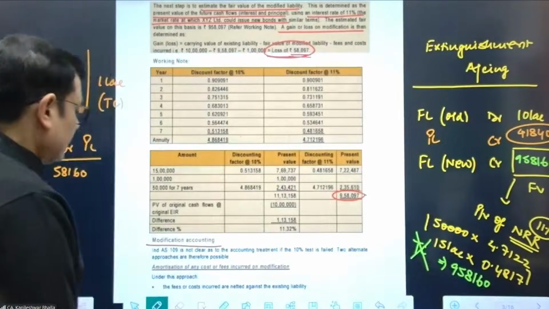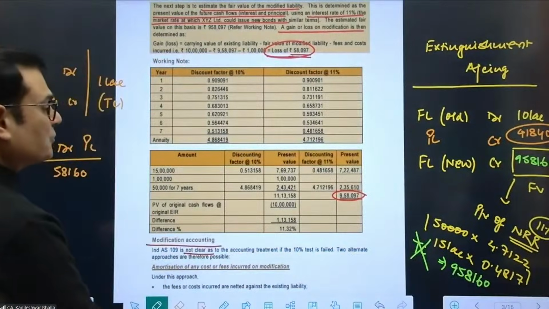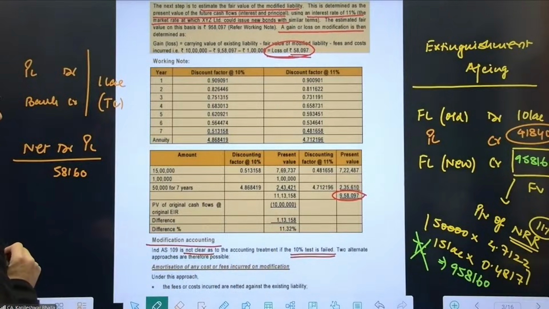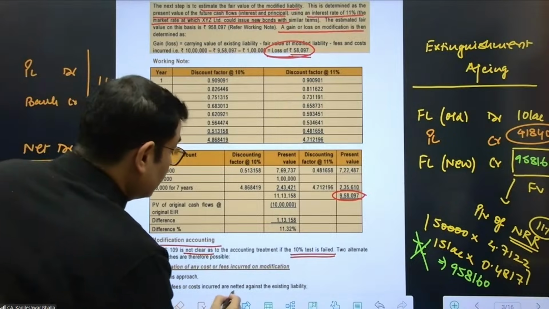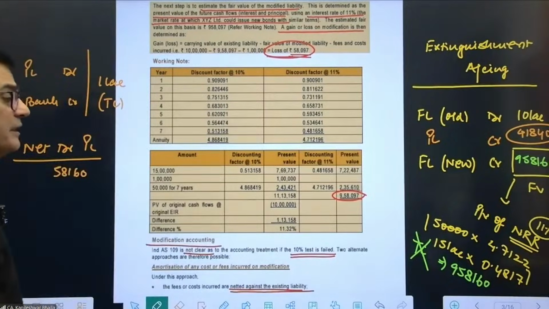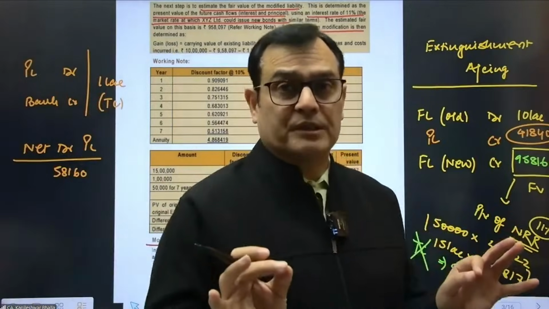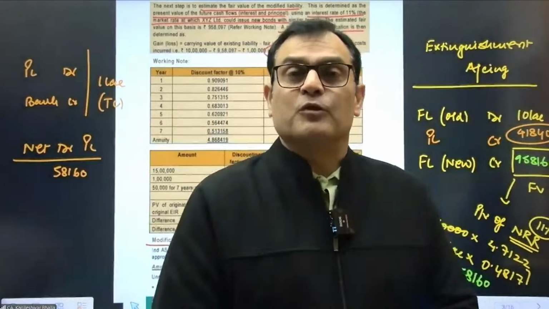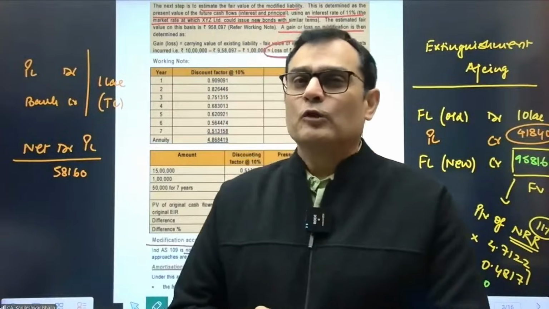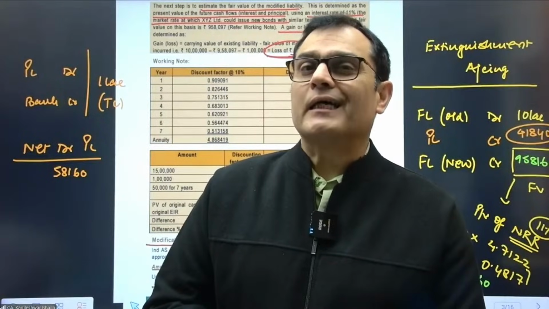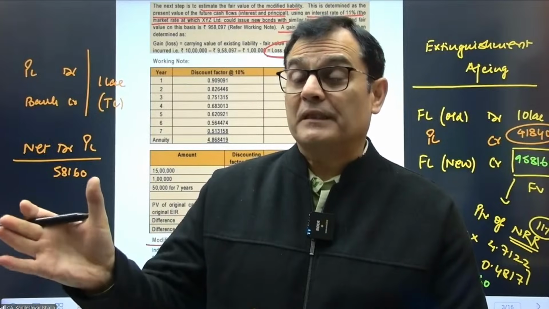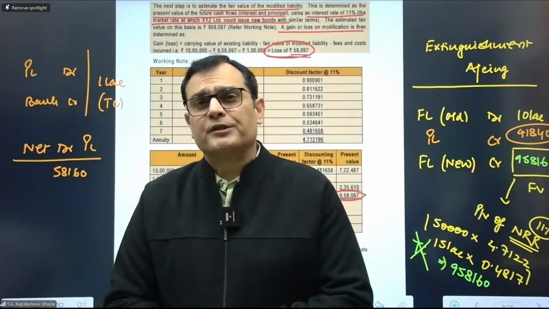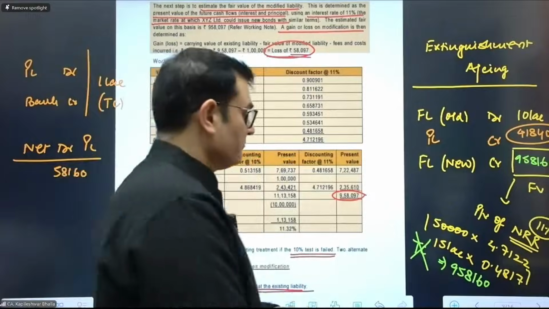Let's see. It says Ind AS 109 is not clear as to the accounting treatment if the 10% test is failing. There are two alternative approaches available. The first approach: the fees incurred are netted against the existing liability. The TC, in the given example, which is 1 lakh rupee, is reduced from the existing financial liability. Now let me ask you, if you're going to net this against the financial liability, will you be able to apply the original EIR, or do you think I need to change it? Because you've incurred a TC of 1 lakh rupee and that gets netted against the financial liability. So will I be able to continue with the original EIR, or will it trigger the need to calculate a new EIR? That's right. So let's have a look further.